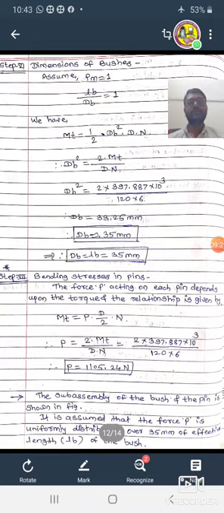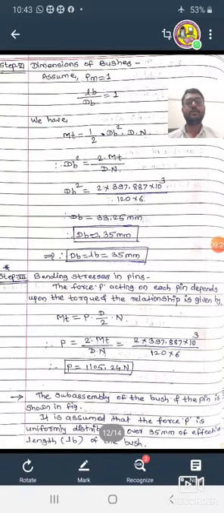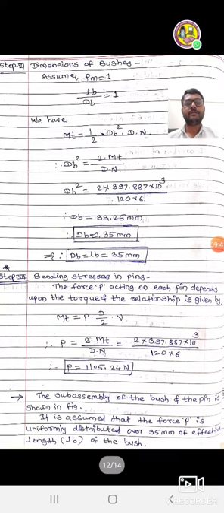Bending stresses in pins. We know that the force P acting on each pin depends upon the torque, and the relationship is given by mt equal to P into d by 2 into n, and find P, that is equal to 1105.24 Newton. Next, the sub-assembly of the bush and the pin is shown in the figure.